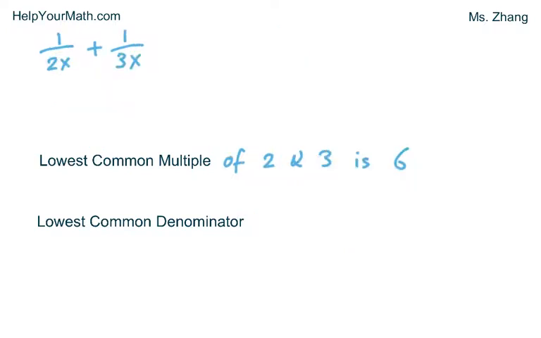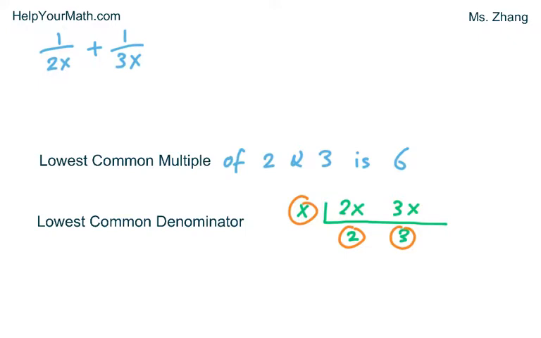The next problem is to add 1 over 2x and 1 over 3x. From the first problem, we know that the LCM of 2 and 3 is 6. And in this problem, we actually can use the latter method to find the LCM. So again, I'm going to write 2x and 3x inside. And just by looking at these two terms, I know that they have a common factor, which is x. So I'm going to divide both by x. 2x divided by x is 2. 3x divided by x is 3. And then I will multiply x and 2 and 3.